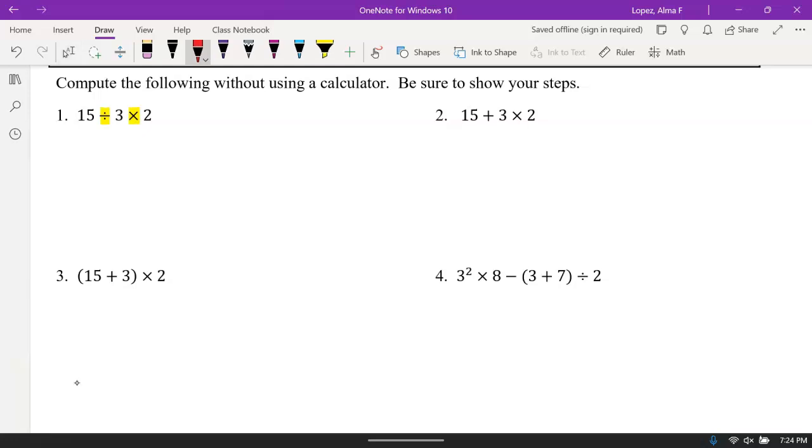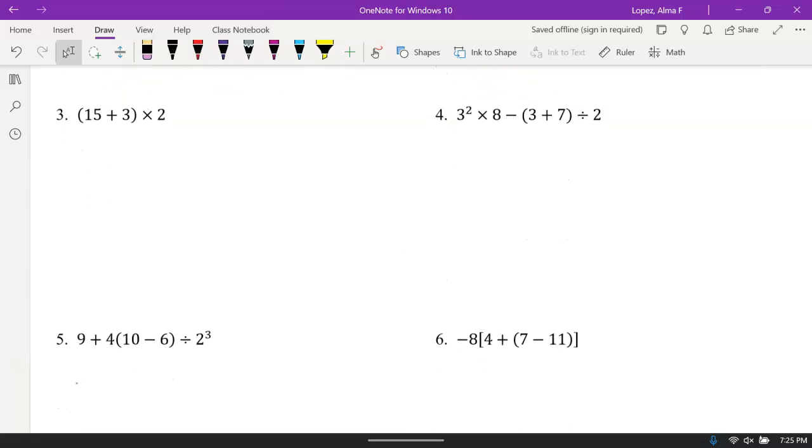So let's do it. We're going to do the 15 divided by 3 first. That's going to be 5. And then in the next step, I'll multiply what I got in that division times the 2 that's left. That'll give me a 10. In the second question, we have addition and multiplication. Which one would go first according to your order of operations? That's right, multiplication. So we're going to do the 3 times 2 first. I'll bring the rest of the problem down. 15 plus 3 times 2 is 6. And then 15 plus 6 is 21.